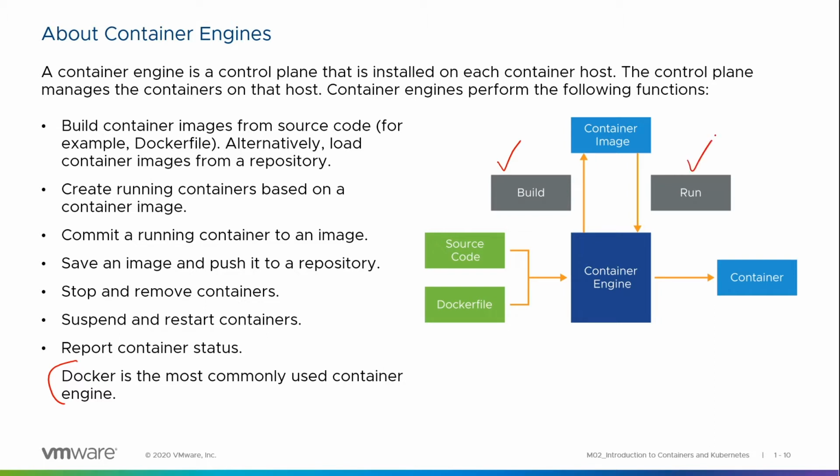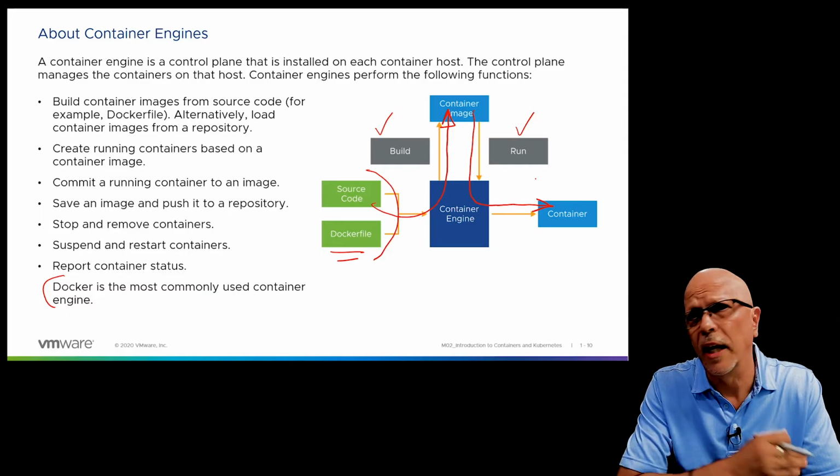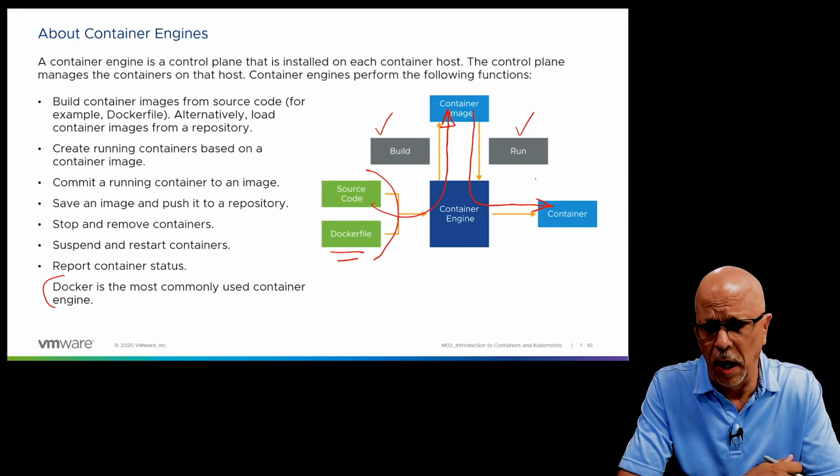Now, how does it build it? It's going to take the source code and the dependencies that are defined in the build file and then go through the build process and spit out the container image. Then to be able to run it, it needs to be able to pull that container image and actually run that as a container. And again, you're going to get a chance to do this in the labs coming up, so you can see that.